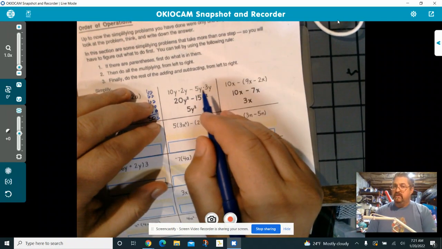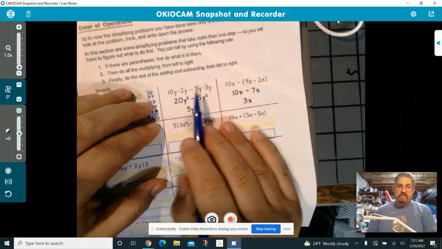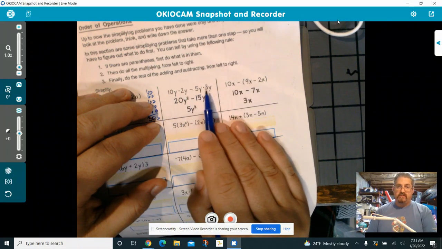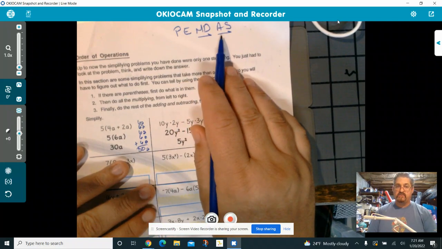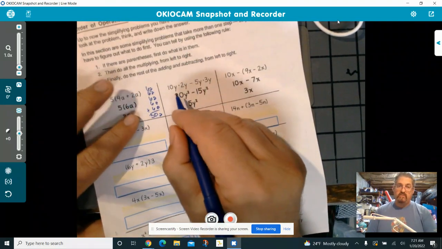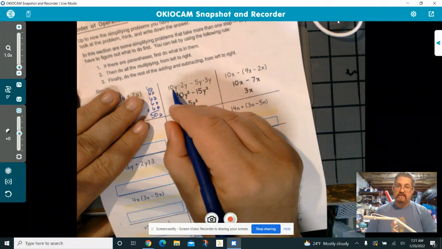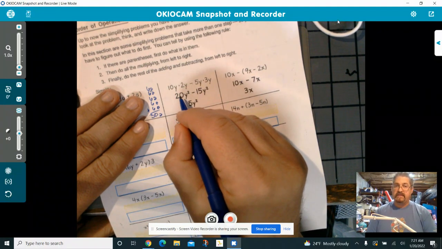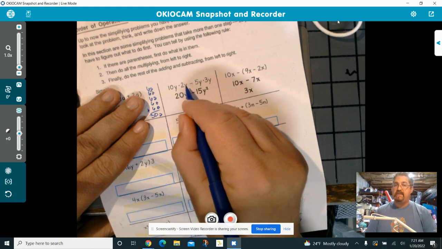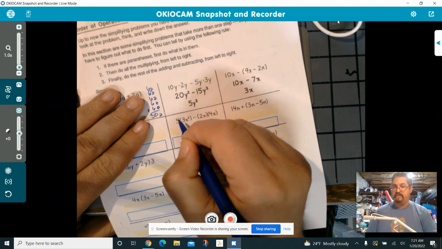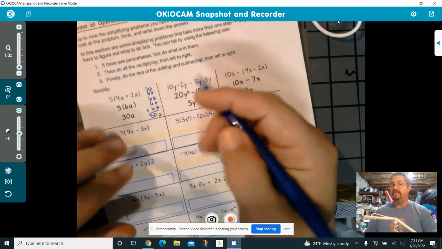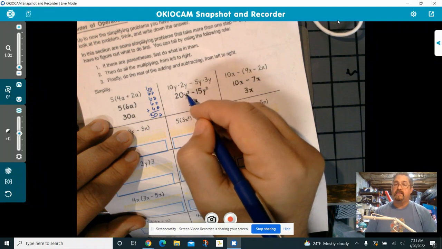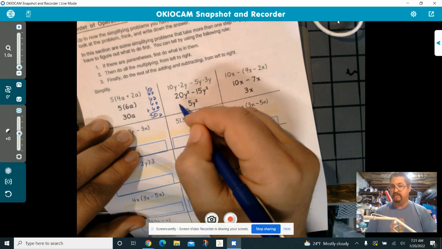Over here, we don't have parentheses, but we have multiplication and subtraction and then multiplication. Remember, we have to multiply first before we do any add and subtract. So 10y times 2y. 10 times 2 is 20. And y times y is y squared. Y plus y is just 2y. Y times y is y to the second power. I know.